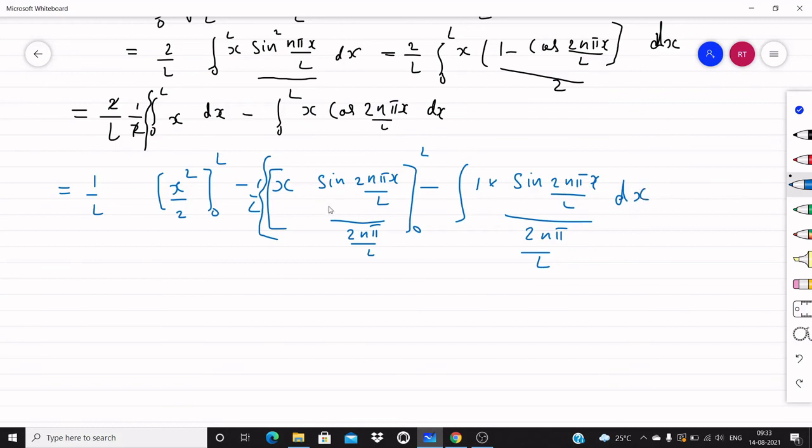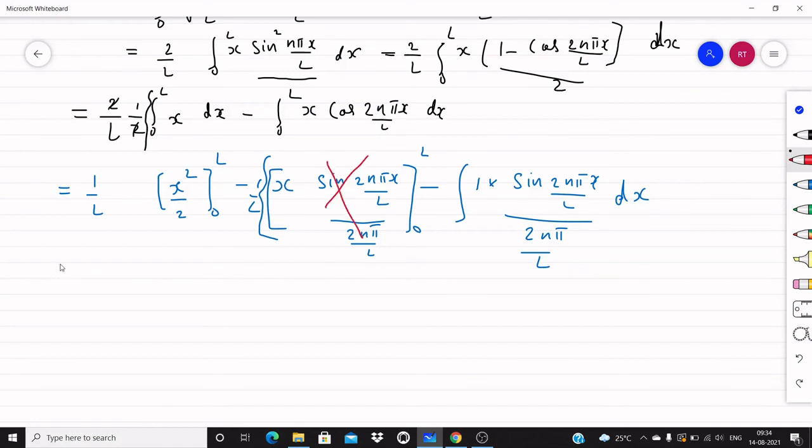Now, if you apply limits here, this term may not exist. Because if you apply upper limit, you will have n pi multiples of 180 degree. So this term will be cancelled. For the second term, you already have x equal to 0. So you need not worry about this term. This term is going to be 0. So don't worry about this term.